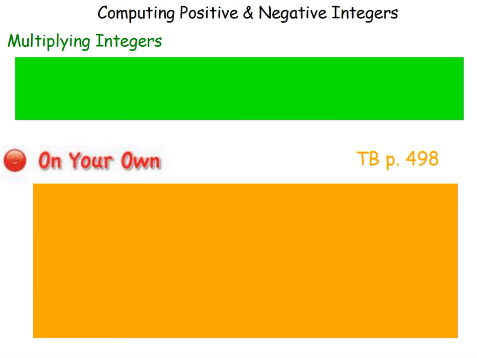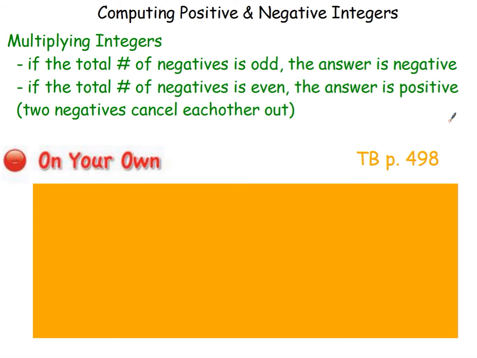Now, sometimes I realize you may be multiplying more than two numbers together. Let's say you have 3 or 4 numbers. We're going to write an integer rule that would apply to multiple numbers. So if you're multiplying integers, if the total number of negatives is odd, the answer is negative. If the total number of negatives is even, the answer is positive. So two negatives cancel each other out. Please pause the video, record that into your notes.